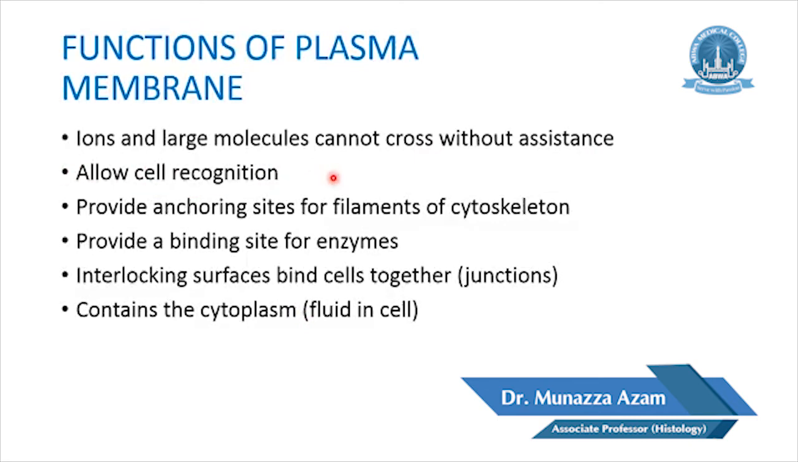They also provide anchoring sites for filaments of the cytoskeleton, especially the peripheral proteins which are present on the outer sites, and they provide a binding site for enzymes, help in interlocking surfaces, and bind cells together. There are different junctions present on the cell membrane, and these junctions can restrict and allow permeability, as well as help to keep the cells aligned together. The membrane also contains and protects the cytoplasm, and the cytoplasm also contains organelles.